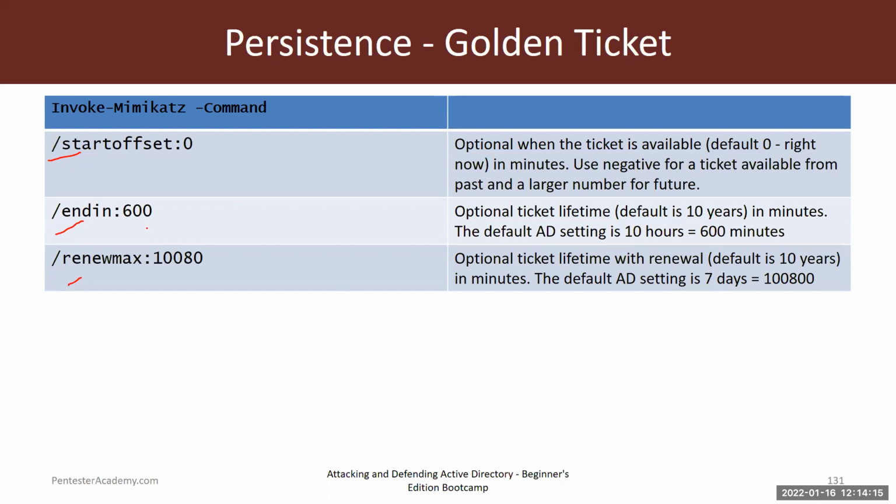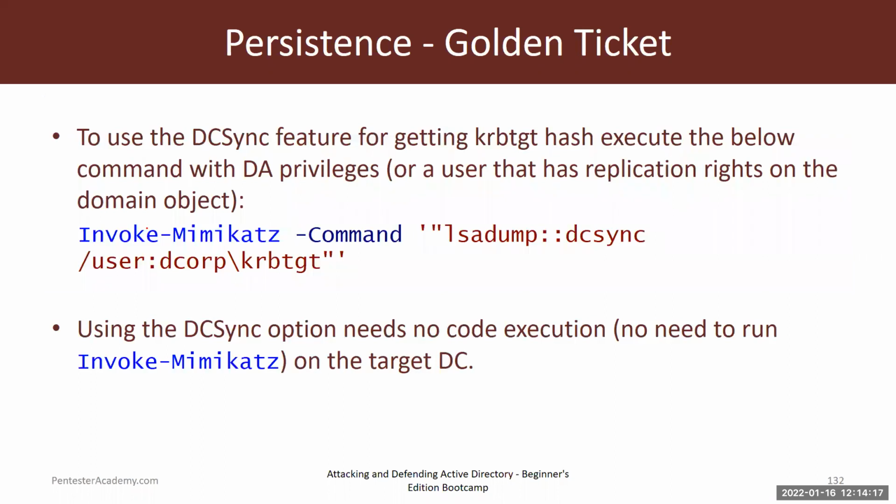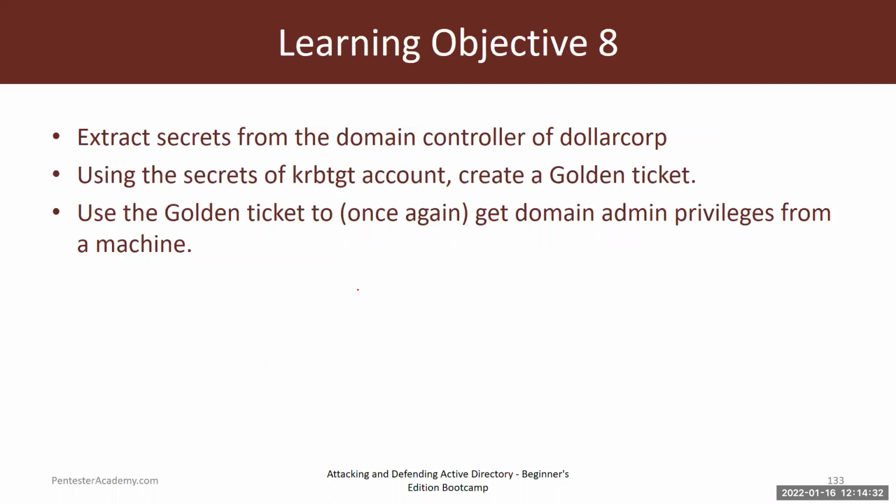And that is it about golden ticket. Now, if you want to extract the secrets by not running code on the DC, you can run DCSync as we saw earlier to get the credentials of the krbtgt account. And this brings us to our learning objective 8. Extract secrets from the domain controller of dollarcorp using the secrets of the krbtgt account, create a golden ticket, and then get back your domain admin privileges.